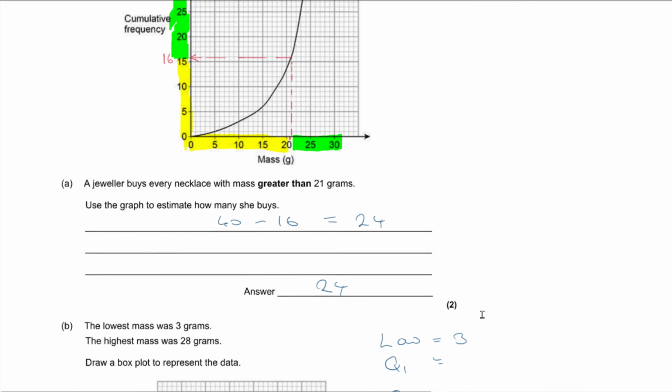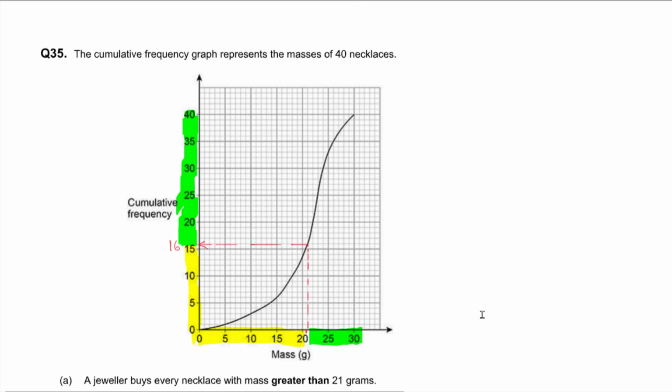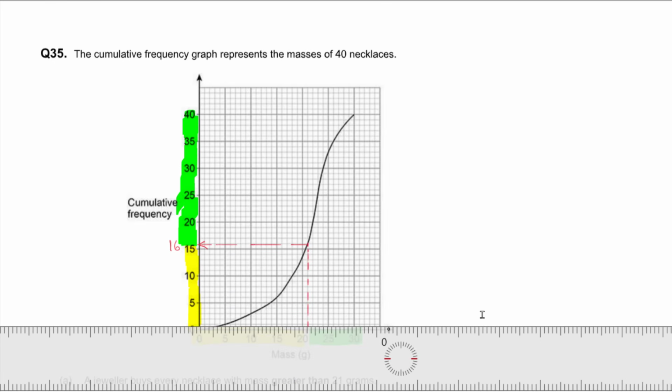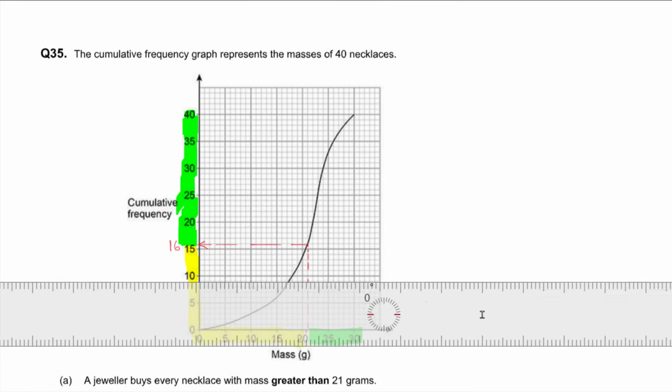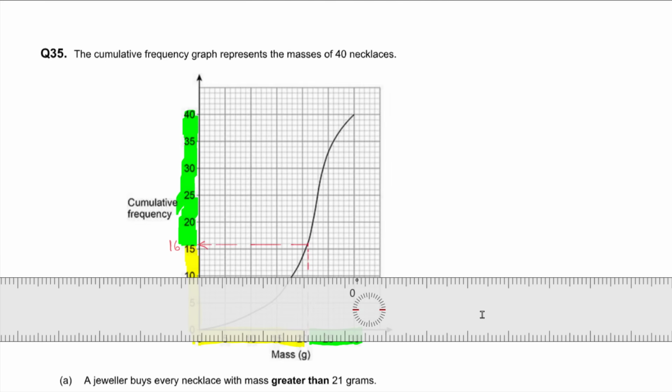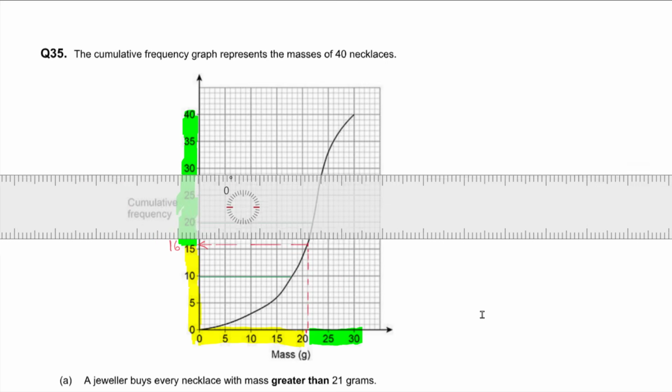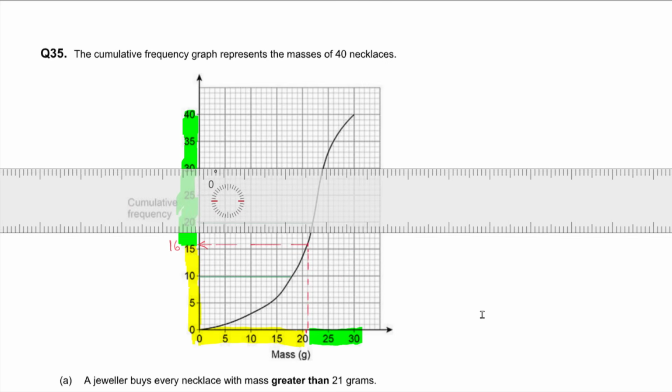Okay, so coming back to the graph, we need to find the lower quartile, the median, and the upper quartile, Q1, Q2, Q3. So I'm going to take my number of values, 40. The lower quartile is going to be a quarter of the way through. That's going to be 40 divided by 4 is 10. So I'm going to have a line at 10. Okay, I'm going to have one halfway through for the median, Q2. And I'm going to have one 3/4 of the way through. That's going to be 30, isn't it? That's going to be Q3.